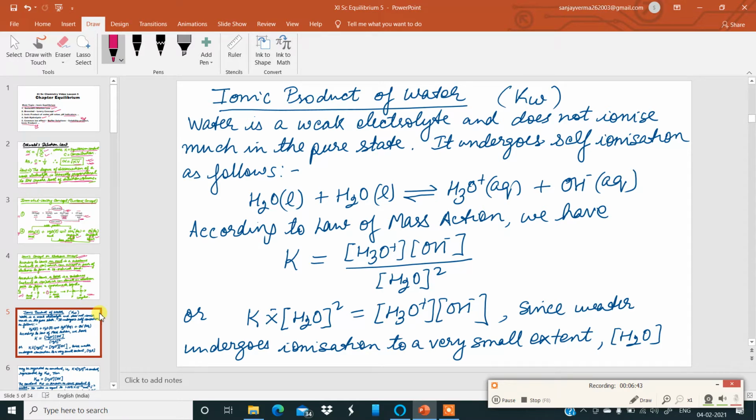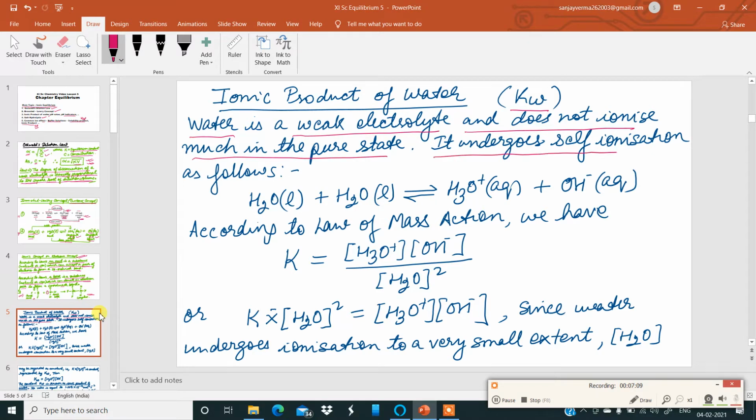The ionic product of water is represented as capital KW. This W is written as a subscript. Now please follow line by line very carefully. It is not very difficult. It is very easy. Water, we know, is a weak electrolyte. It ionizes to a very small extent and does not ionize much in the pure state.